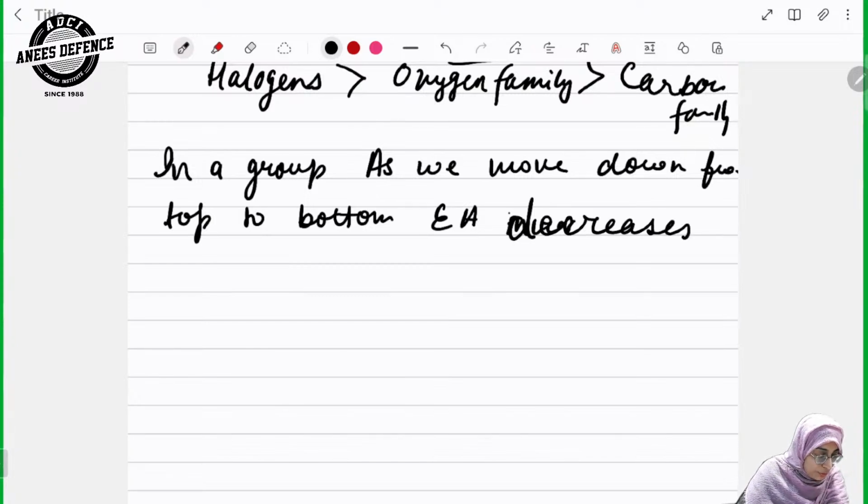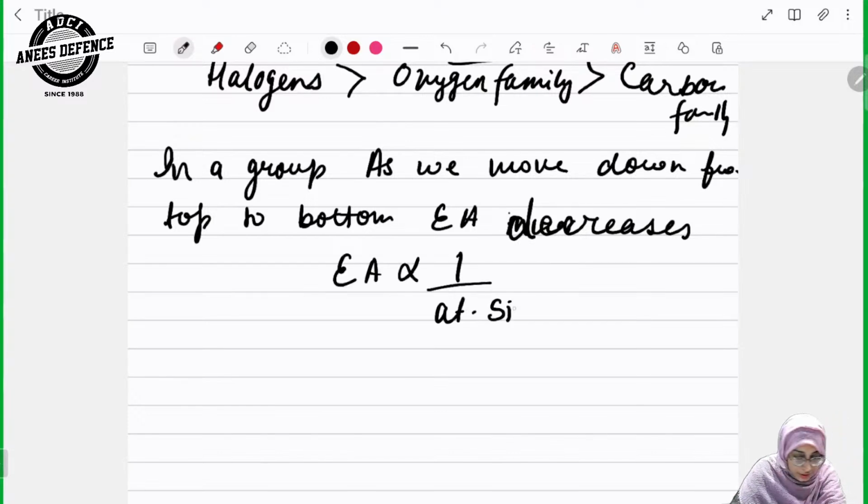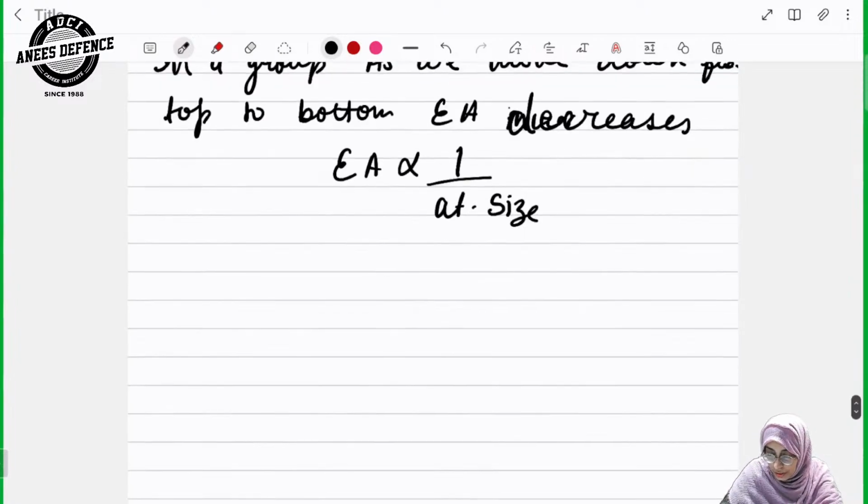Decreases because atomic size increases. Okay, we have seen electron affinity is inversely proportional to the atomic size. Now you see some fact. The sequence of electron affinity of group 7 is as follows.